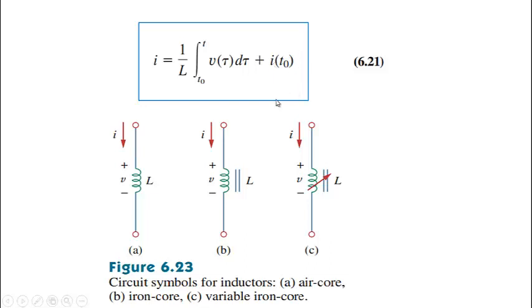This is the air core inductor, where there is no core. This is the iron core inductor, shown by these two lines. This is the iron core inductor but a variable one, where the inductance is variable. This is the practical symbol, or we can say symbolic view, of the inductor.